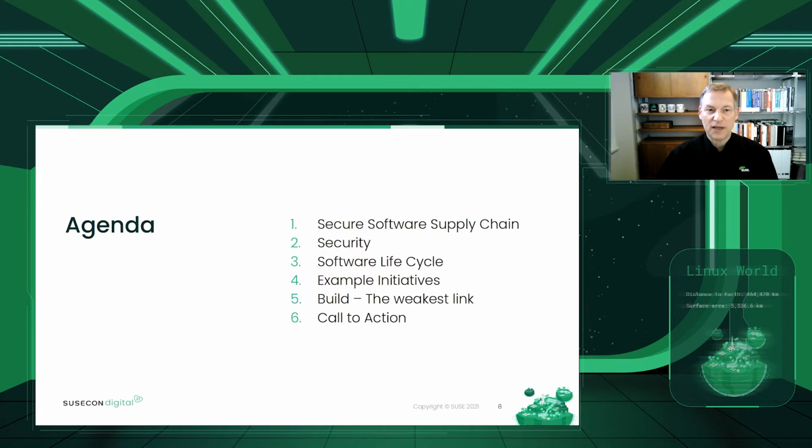We are approaching today's topic in 6 steps. First, we look at what a secure software supply chain is about. Second, we see what security aspects we need to consider. Third, we are discussing the software lifecycle and bring in all the security aspects discussed before into the software lifecycle. Then number 4, we look very briefly into example initiatives in the open source world. And then we look very specifically at the aspect of building, which is the weakest link in a secure software supply chain. And I will end with a small call to action for all of us.